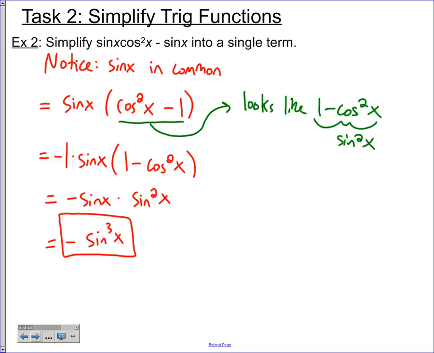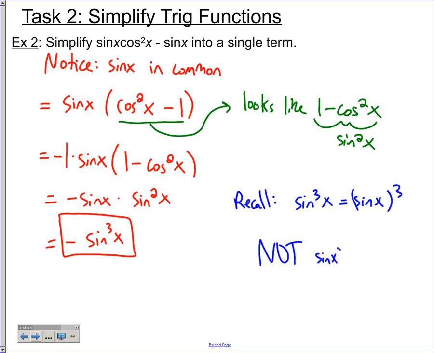So let's just, on the side here, recall our notation, which says, in this case, sine to the third of x is equal to sine of x, entire quantity raised to the third power, not equal to sine of x to the third, right? It's not the variable that's to the third, it's that whole quantity sine of x, which is raised to the third power.